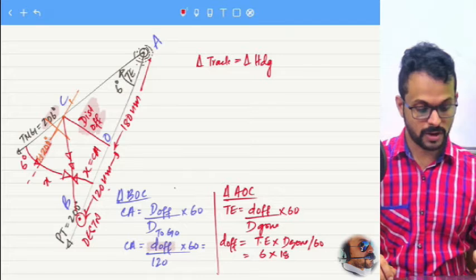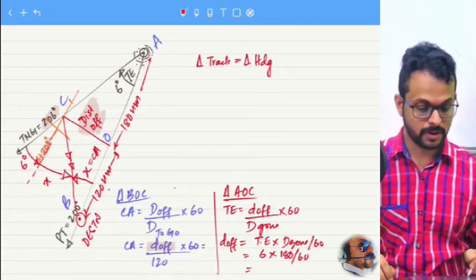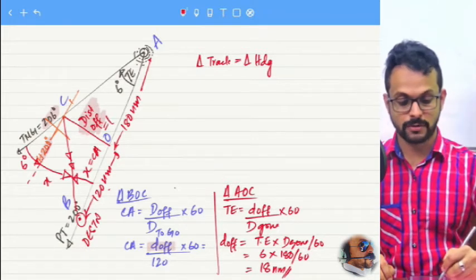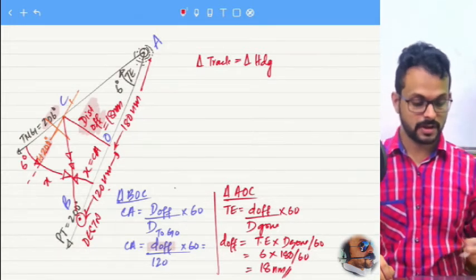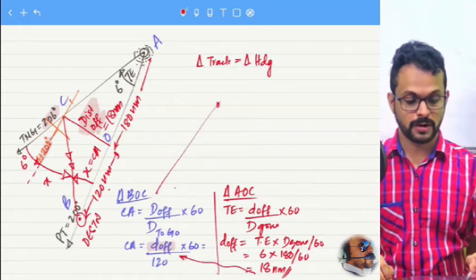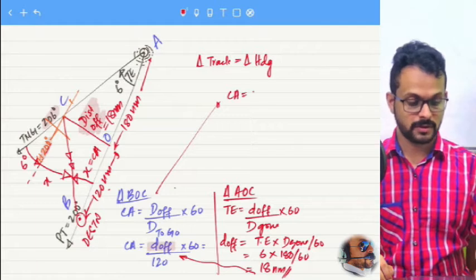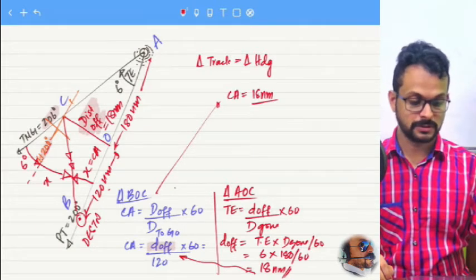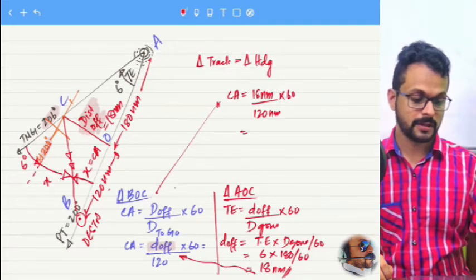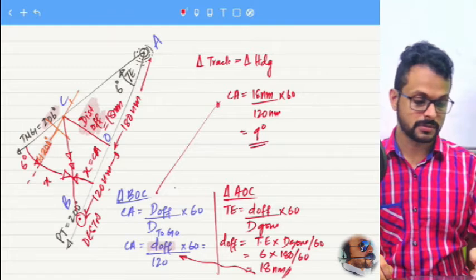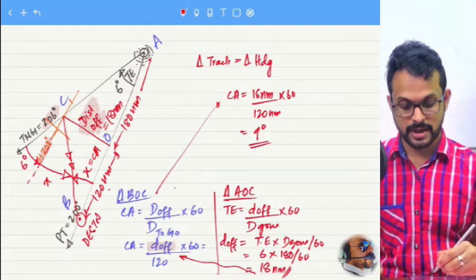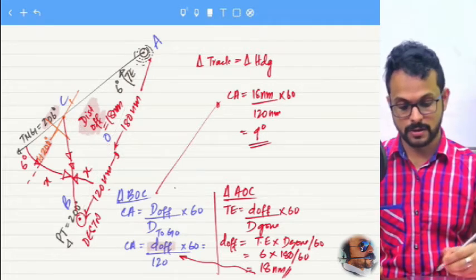Distance gone is 180 divided by 60, and that is going to be 18 nautical miles. So distance off is found out to be 18 nautical miles. Now applying this into the equation, closing angle is equal to 18 nautical miles divided by 120 nautical miles into 60, and that is 9 degrees. So the closing angle is 9 degrees. So that's it. X is equal to 9.